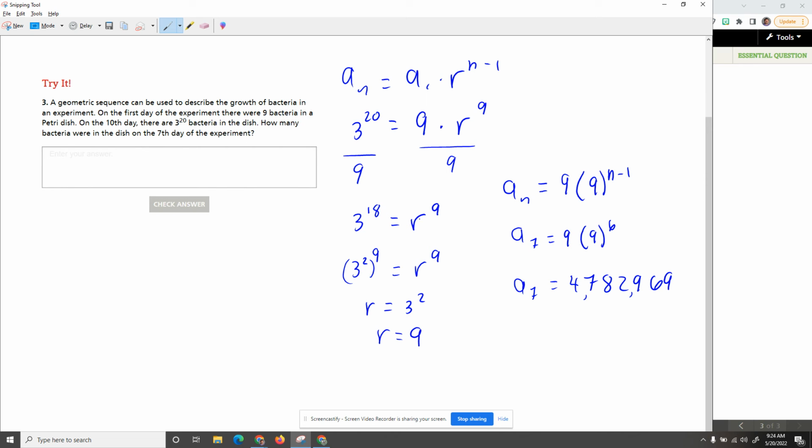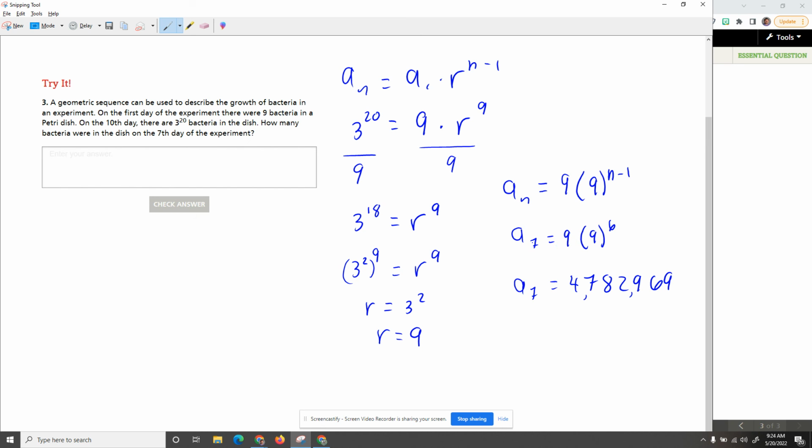You can just take the 9th root of both sides. Another way to do it by hand is to consider you can rewrite 3 to the 18th as 3 squared raised to the power of 9. Since you got both exponents of 9, that means r must equal 3 squared, or 9. So now the first term is 9. The common ratio is 9, meaning it multiplies by 9 every day.